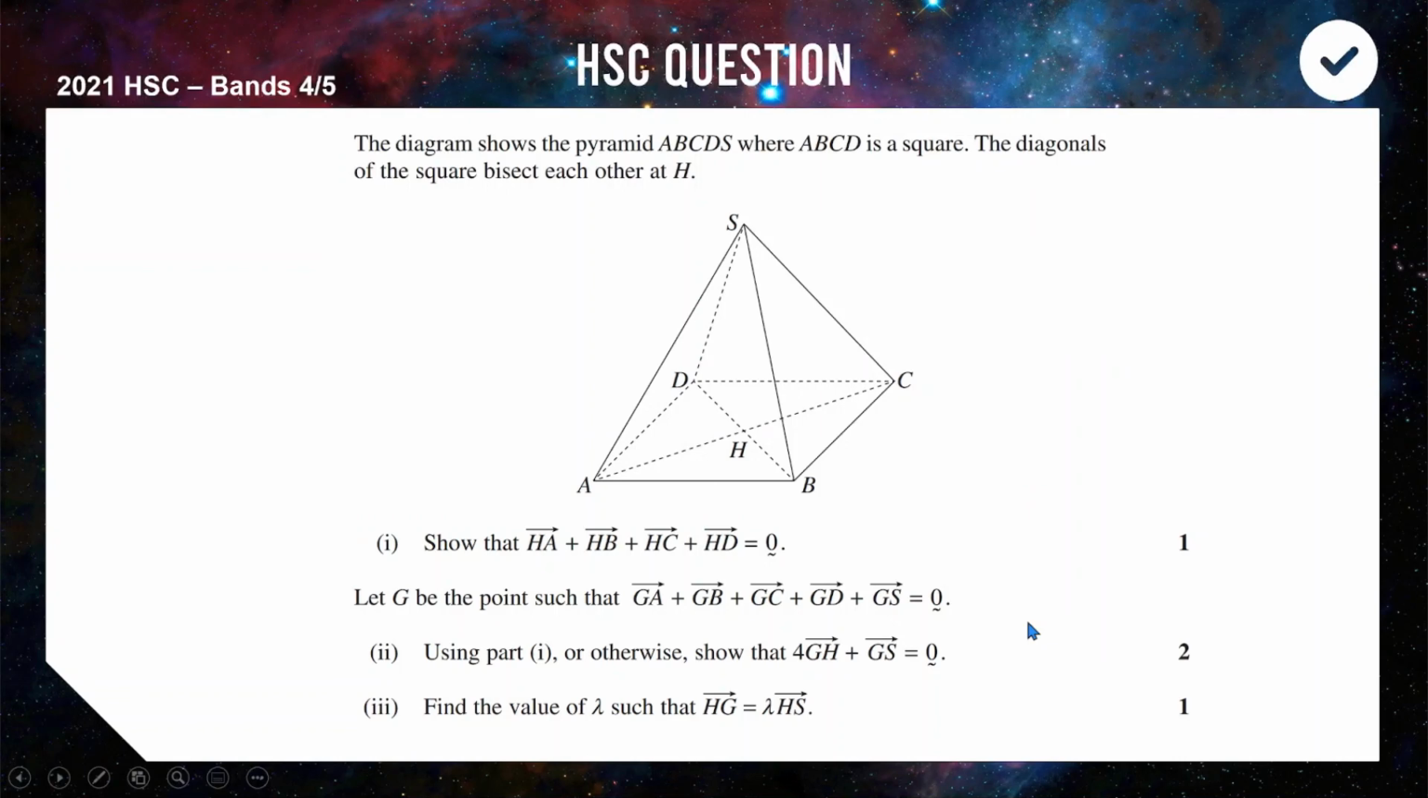My class will be doing this next week back in class. If you want a hint, let me throw a comment down below and I'll give you some hints, or you can look up the solution for the 2021 HSC and see if that makes sense to you.